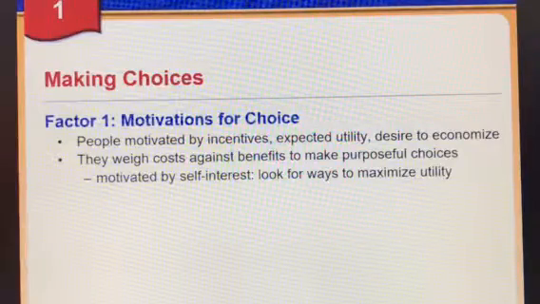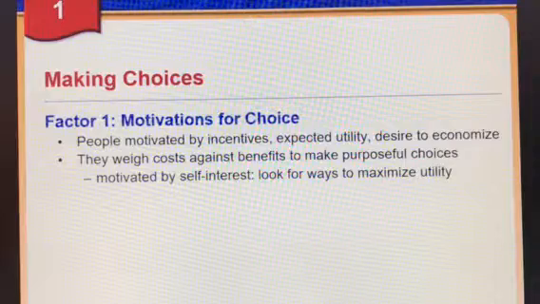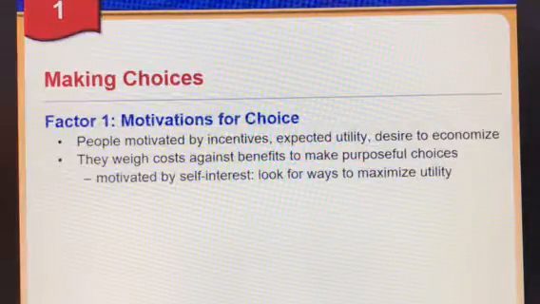Okay, so people are motivated by the incentives. They're motivated by the expected utility or usefulness they're going to get out of something, and their desire to economize. So if you go buy a new iPhone, you're expecting the iPhone to give you a certain amount of utility or a certain amount of usefulness that you want to get from that. So they weigh the costs and benefits, and again, they're motivated.